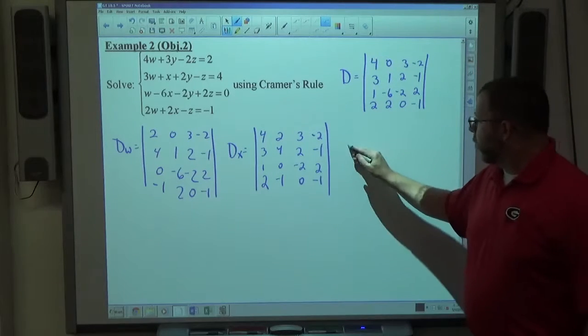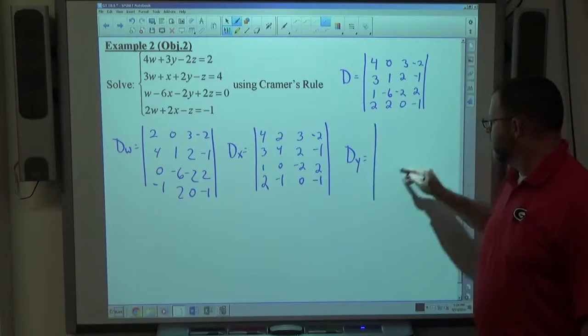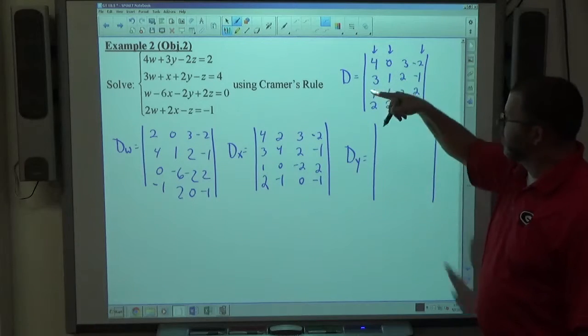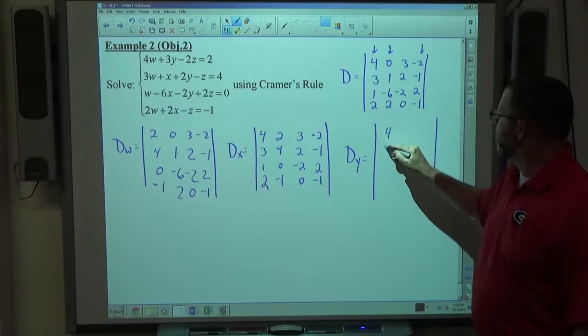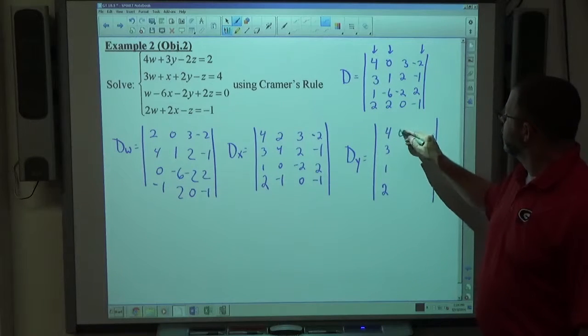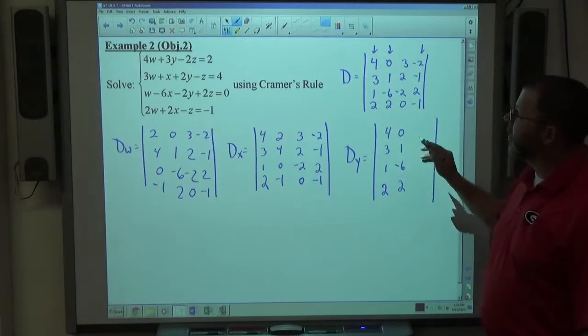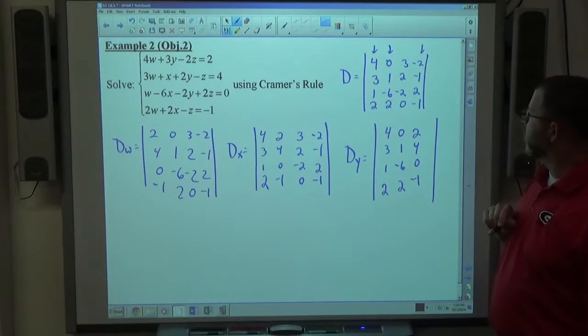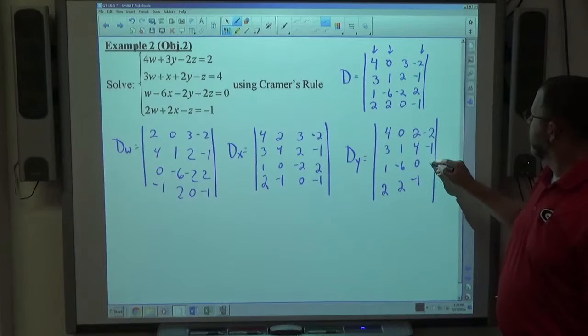We make a d sub y. These three columns stay the same. This changes to the 2, 4, 0, negative 1. So I'm going to get 4, 3, 1, 2 going down. 0, 1, negative 6, 2 going down. 2, 4, 0, negative 1 instead of 3, 2, negative 2, 0. And then negative 2, negative 1, 2, negative 1.